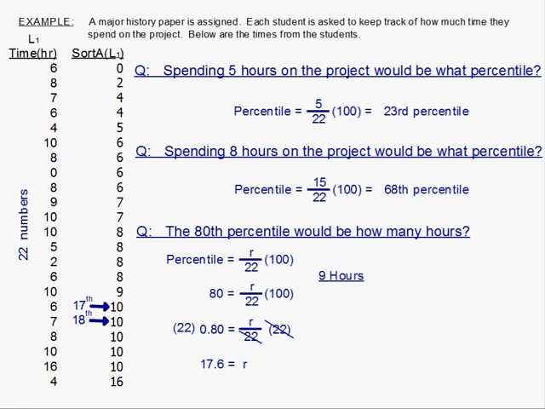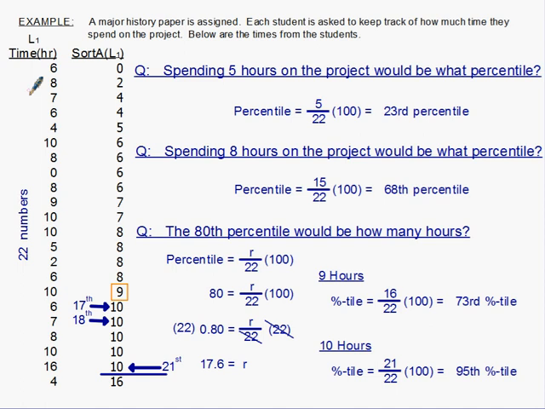So the real question is, what percentile is 9 hours? Is that the 80th percentile? We can test that one right there. There are 16 numbers, 9 or less, so that's 73rd percentile. Well, what about 10 hours? Well, that jumps up to the 95th percentile.